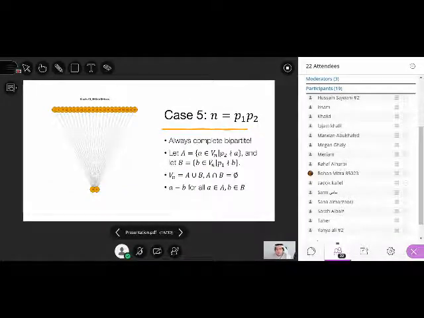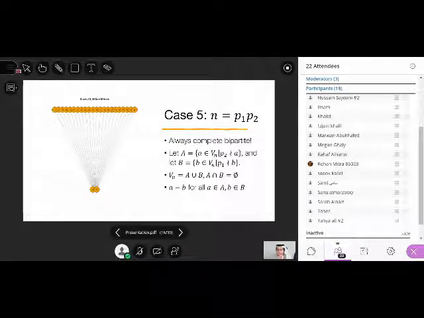Case 5, n equals P1 times P2. So it's the product of two distinct primes with no power greater than 1. Exactly, just 2 times 3 or 3 times 5, and so on. The proof is very simple. Again, we construct A to be members of Vn that cannot be divided by P2.